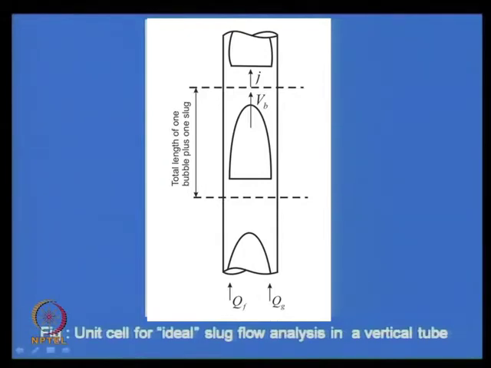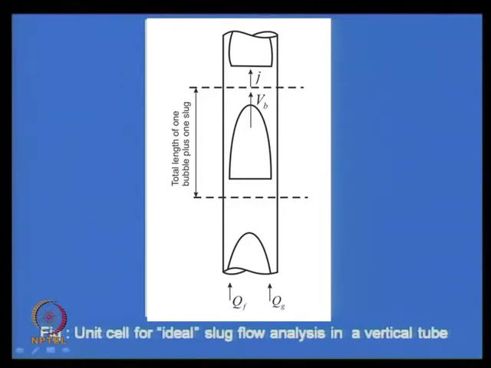Okay. What do we find? We find that the wall shear in the Taylor bubble region acts in the upward direction, that means in the direction in which the Taylor bubble is rising. Why? Because the liquid film is flowing downwards here, and in the liquid slug region it is in the downward direction because the liquid slug is flowing in an upward direction.